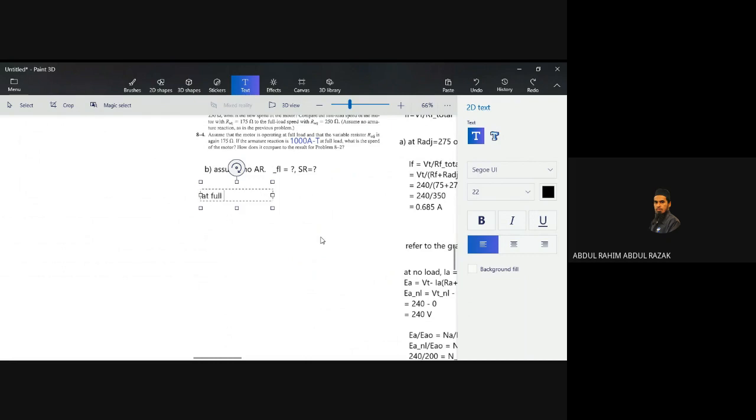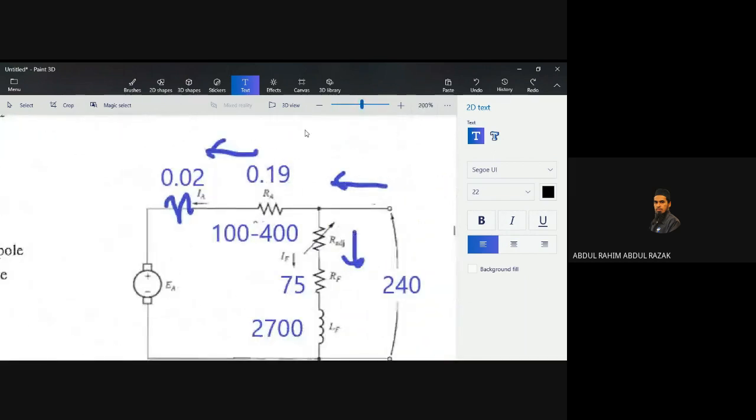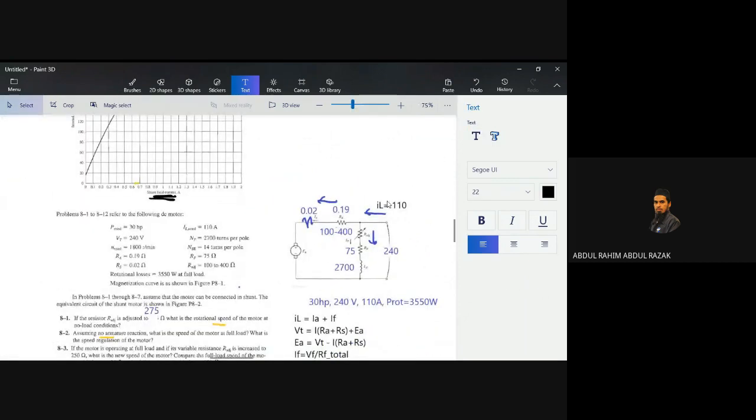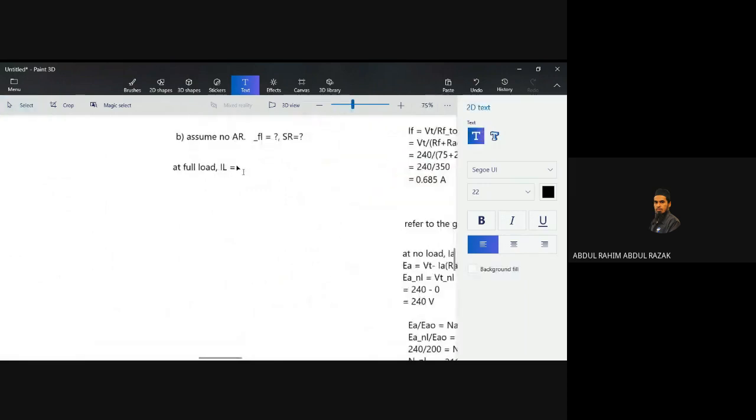So at full load, our IL is equal to, you see the scenario just now, 110 ampere is IL. This 110 is over here, this is 110 ampere. And this is IL, not IA. So this IL has to be divided into I armature and also I field. So IL here is 110.